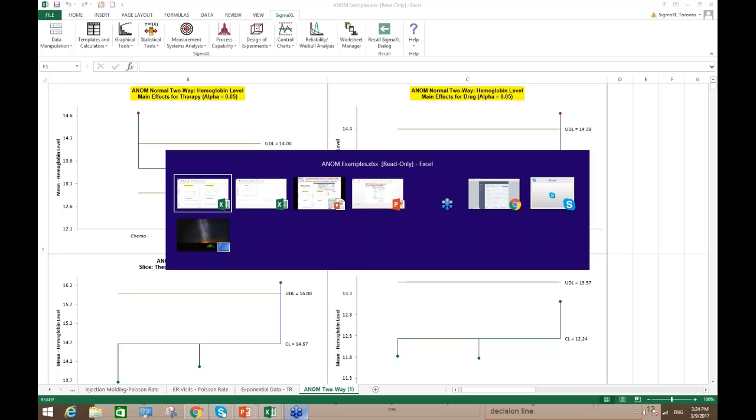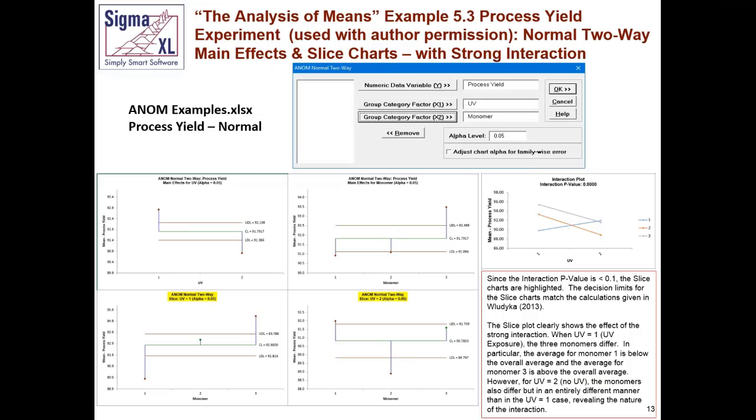So I'm going to go back now to the PowerPoint. And this is now an example of process yield. And in this example, notice the interaction p-value is very low. And you can see that visually the lines crossing on the interaction plot.